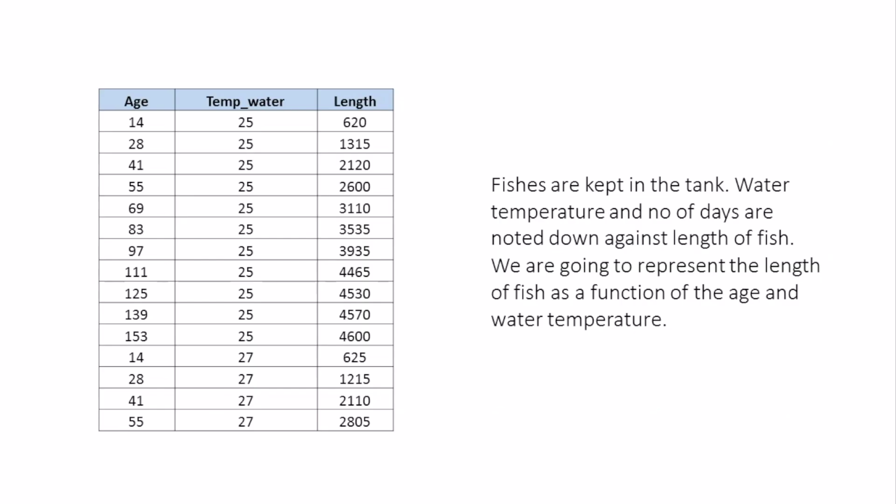Let's see the data first. Fishes are kept in the tank. Water temperature and number of days are noted against length of fish. The objective of this problem is to represent the length of fish as a function of the age and water temperature. We will use this dataset to create our first machine learning model. Are you ready? Let's jump in.